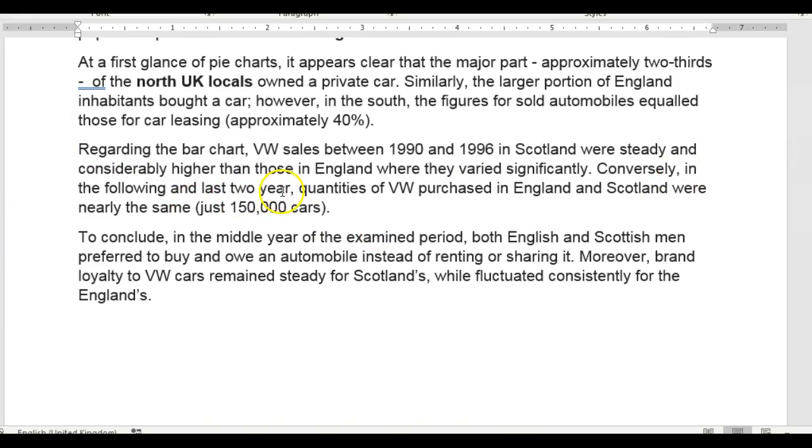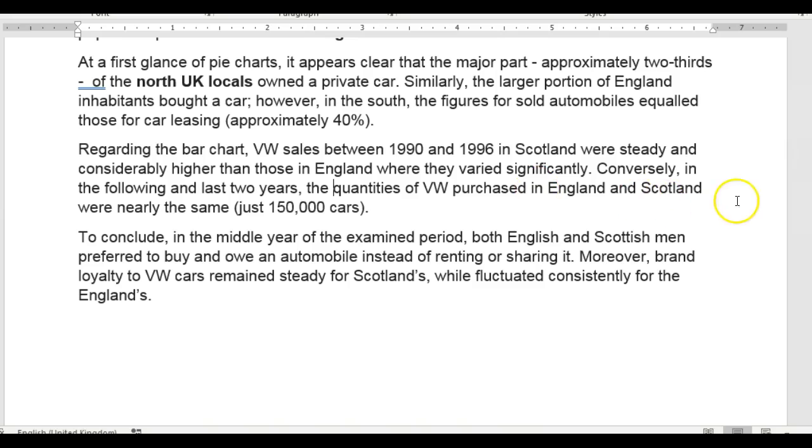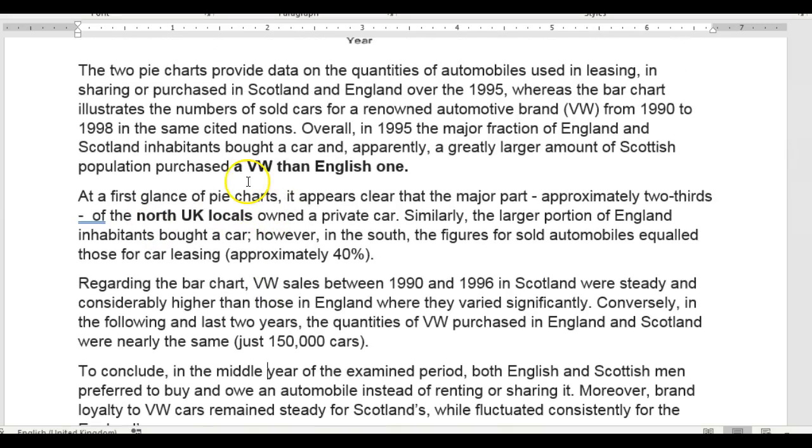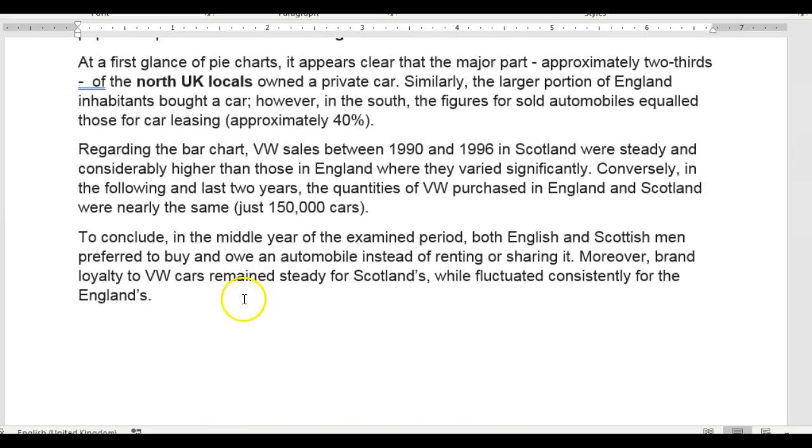Conversely, in the following and last 2 years, the quantities of Volkswagens purchased in England and Scotland were nearly the same. Okay, I wouldn't even do this. No, just were nearly the same. This is a very nice paragraph. Great job. If this is a bit confusing, this is a very good paragraph.